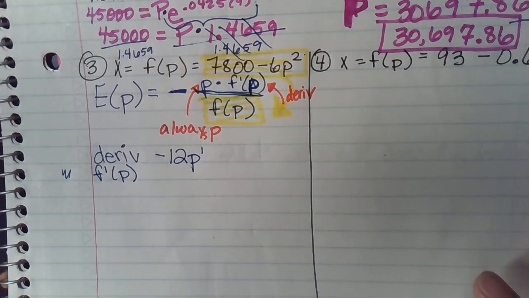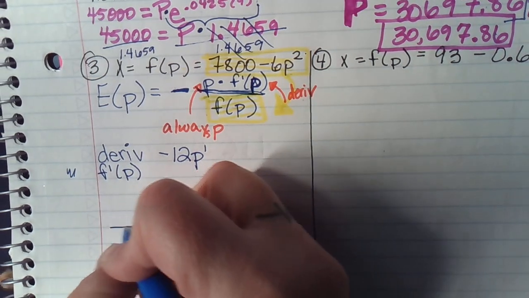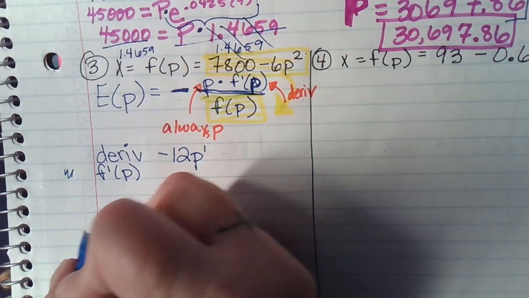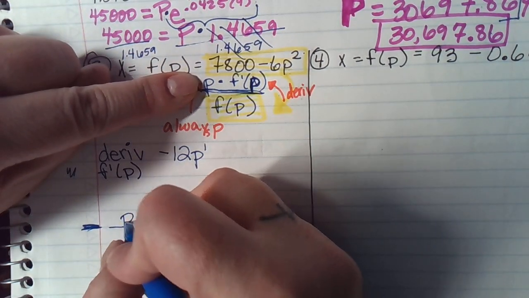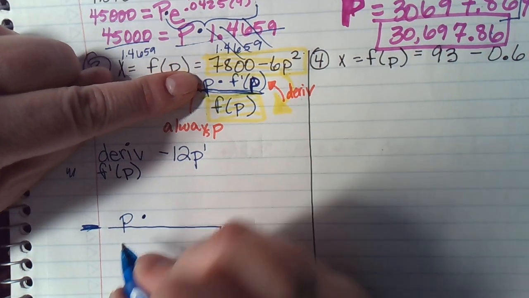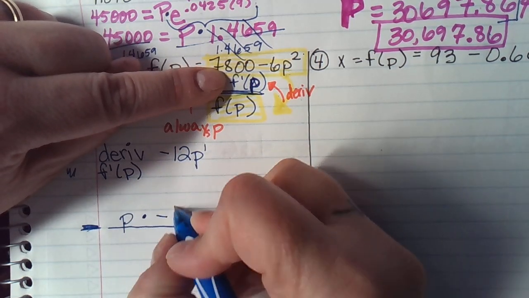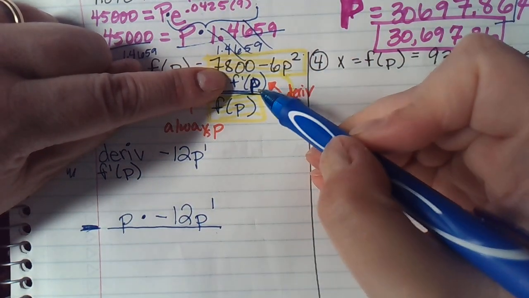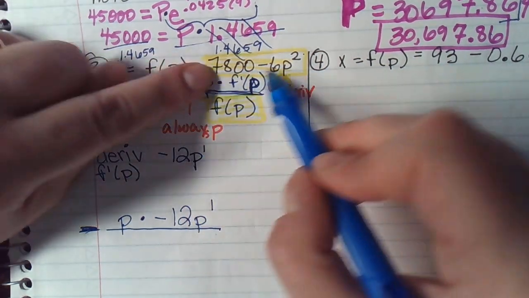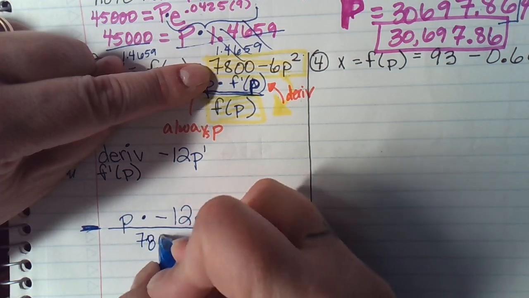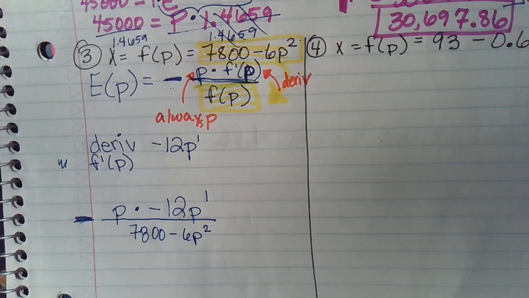Since that's the only real math we had to do, let's put it all back together. We're going to have a negative on the side from the formula. We're going to always put the letter P. We're going to put a multiply dot. Then we're going to put the derivative, negative 12P to the 1. Then on the bottom, we're going to put the f of P, which is the original thing they gave us, 7,800 minus 6P squared.